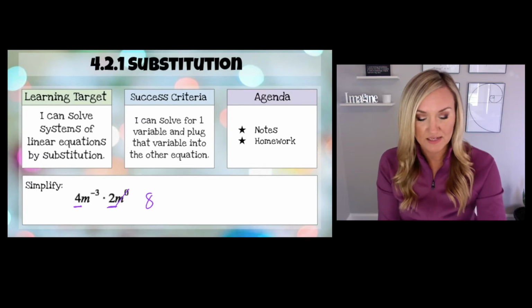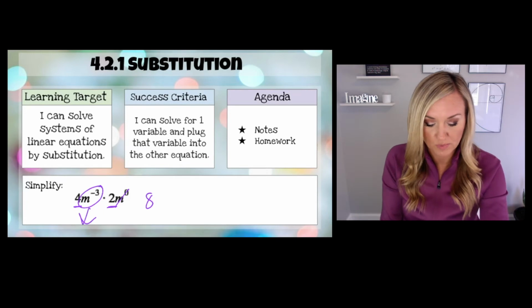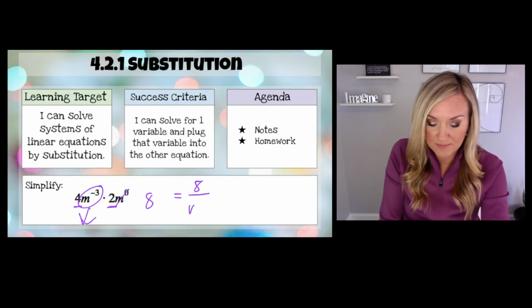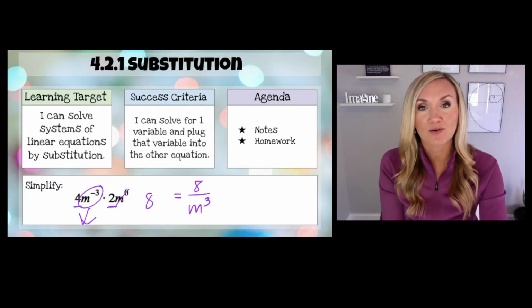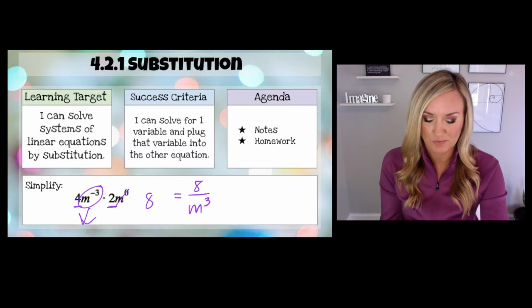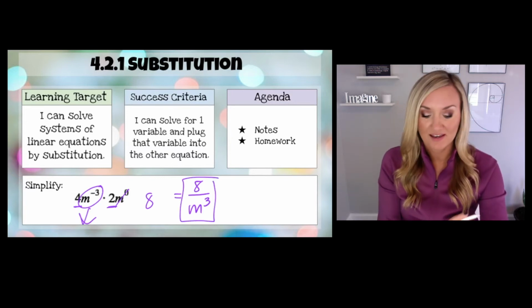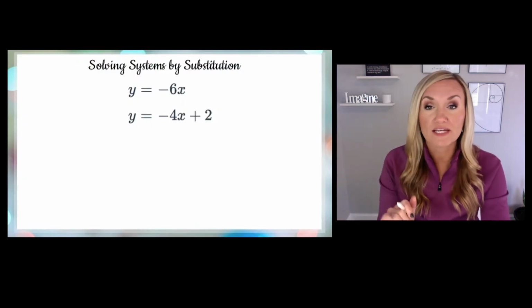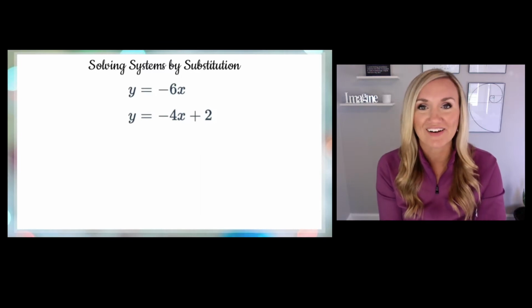And then m to the negative 3 is a negative exponent, and we are going to write it at the bottom. We're going to draw a fraction. 8 is on the top. M to the positive 3 is in the denominator, and we have now simplified that expression: 8 over m to the positive third power. Okay, so I'd like you to pause this video and write down this problem right here, and I'm just going to go ahead and start.